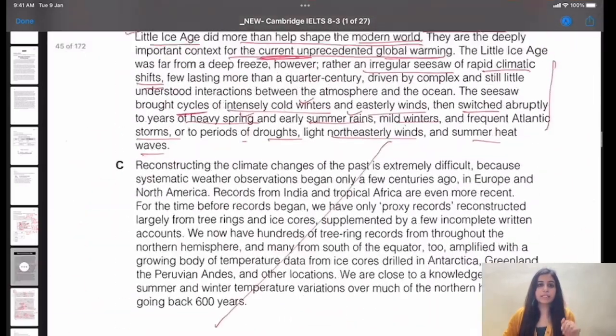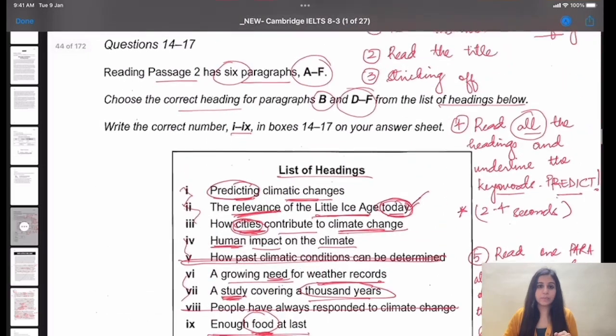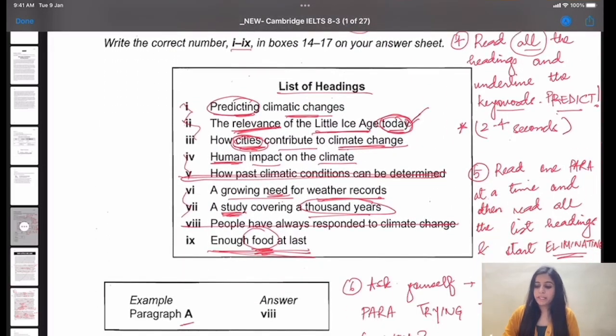So let's go back and start eliminating the headings. So is this paragraph predicting climate changes? Yes, this paragraph is talking about climatic changes, but it is not predicting them. There's no prediction whatsoever. They're talking about the past. They're talking about 1980s, the 20th century. Right now we are in the 21st century. They're not talking about the relevance of Little Ice Age today. There's no mention of Little Ice Age in that particular paragraph.